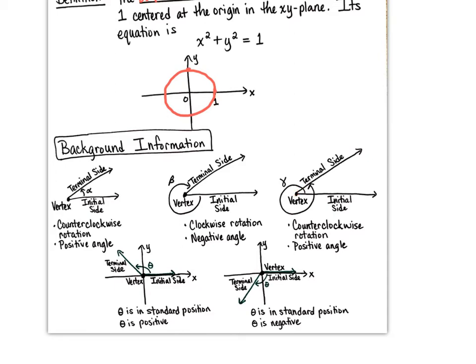Okay, and then you have another angle in the xy plane. This is your initial side lying on the x-axis. Your vertex is at the origin, and this is your terminal side. Notice that this is your angle, theta. Theta is in standard position, and theta is positive. Here's another angle given in the xy plane. Your initial side lies on the x-axis. Your terminal side lies in which quadrant? 3. Good, and notice that theta here is negative.